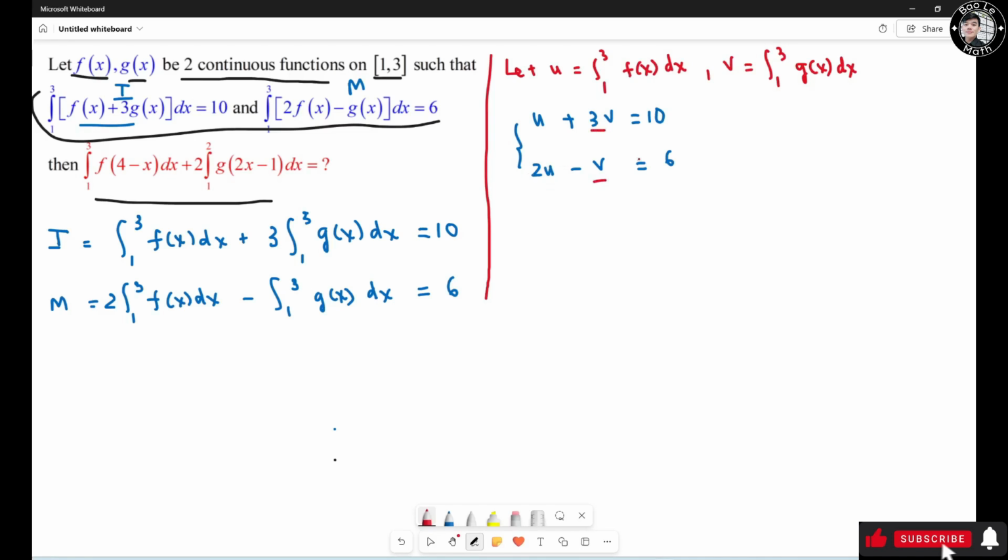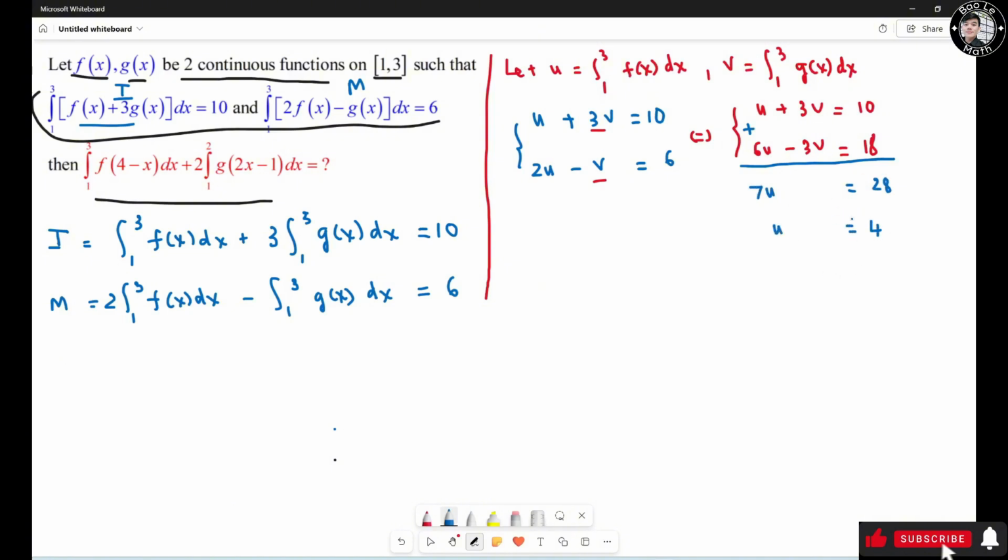So I need to multiply the second equation both sides by 3, right? So I have the first equation I just rewrite, so u plus 3v equals 10. The second equation is going to be 6u minus 3v equals 18, right? Now I'm going to use the elimination method to solve a system of two equations right here, right? So I'm going to add them up, right? So I have 7u equals 28. So u equals 4, right?